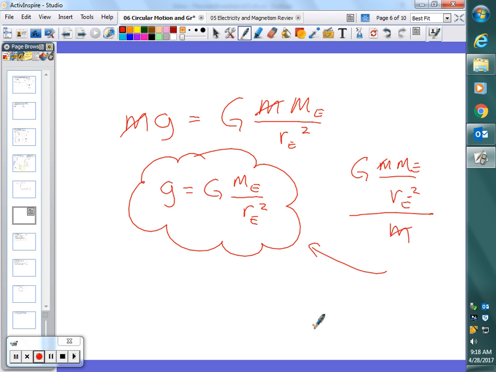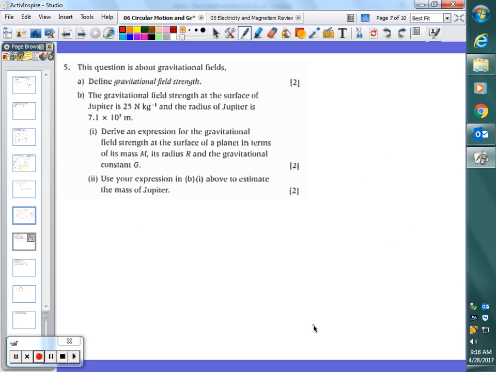Good? Okay. So, this question is about gravitational fields. Define gravitational field strength. I just did it for you. Right? When we talk about the strength of the gravitational field, what do we talk about? That's not the strength of the gravitational field. That's the strength of the gravitational force. Force per mass. All right.